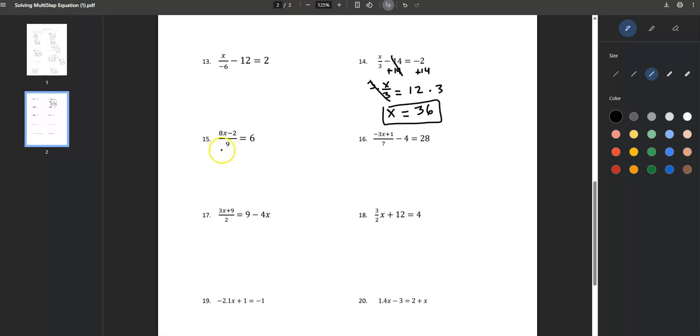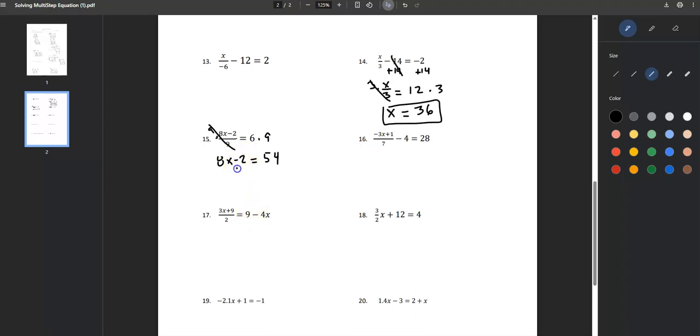On 15, though, the fraction's over the whole thing, so I'm going to start by getting rid of the 9. So I'm going to times by 9, and I'm going to have 8x minus 2 equals 54. Once I get done with that, this looks a lot like what we did in the front. A lot of times when I have these fractions, all it is is an extra step, and then it looks a lot like we did on those first problems.